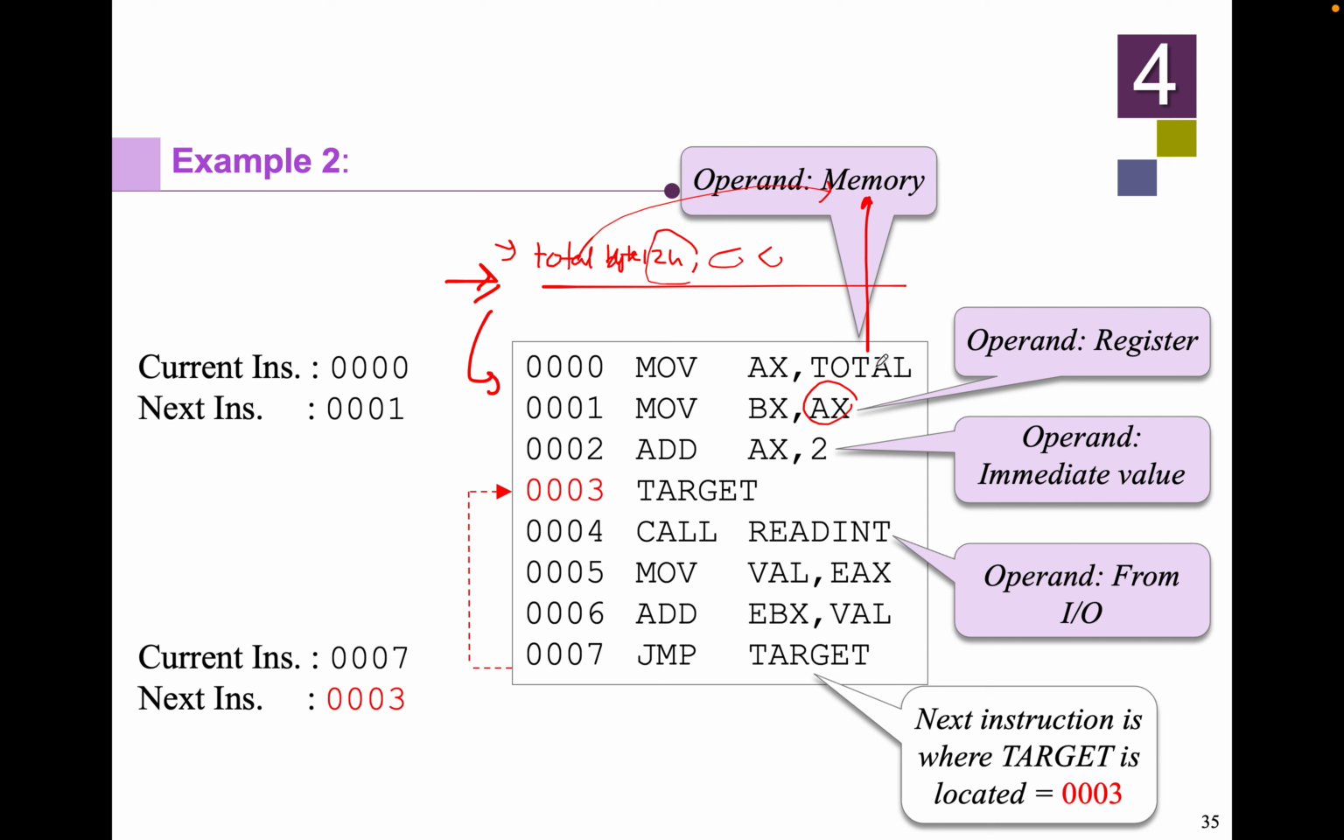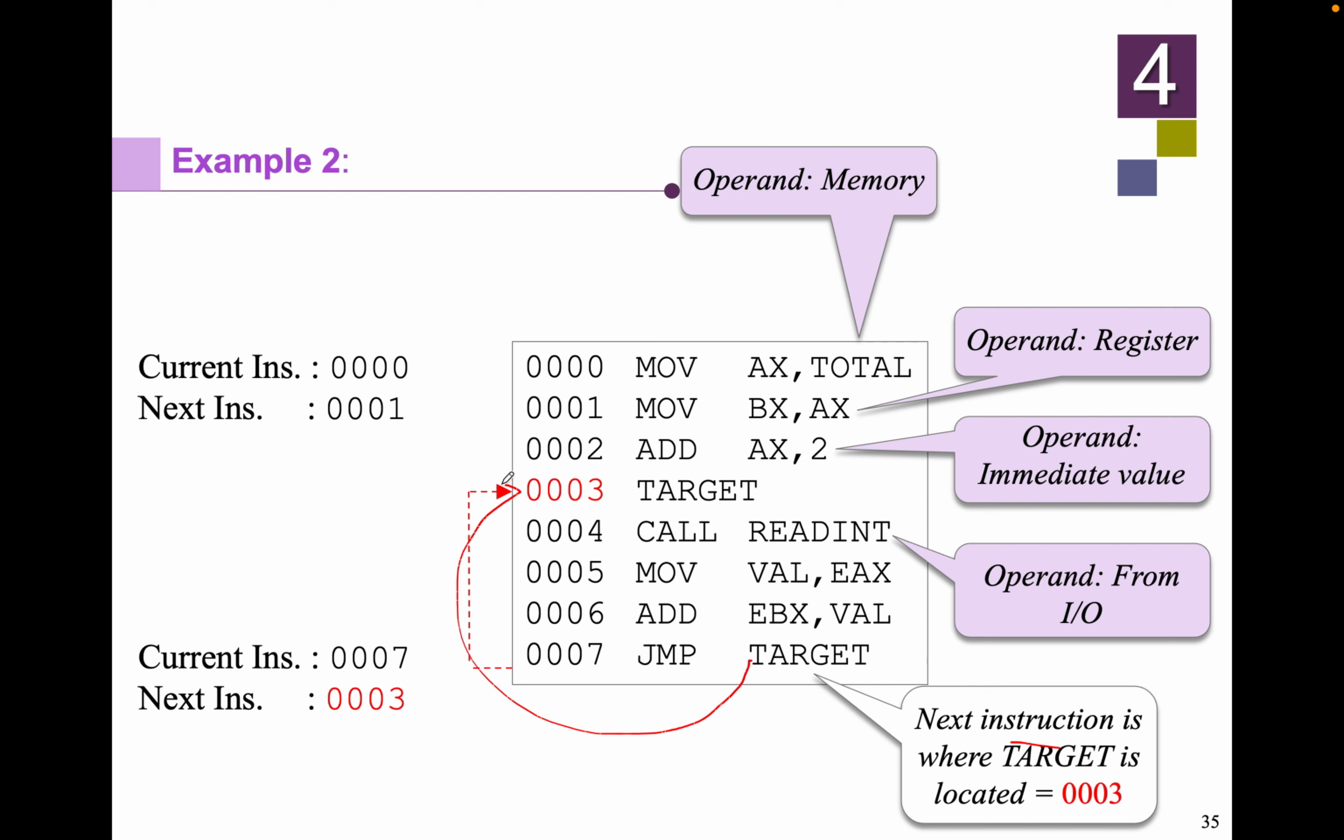And this one, we're going to store in our register. Of course this one is a register, so of course it's going to be stored in the register. And this is an immediate value. This one is from input output, read integer. So we call it from your input output. Last one is next instruction. Okay, this is loop. You can see we're going to loop here.